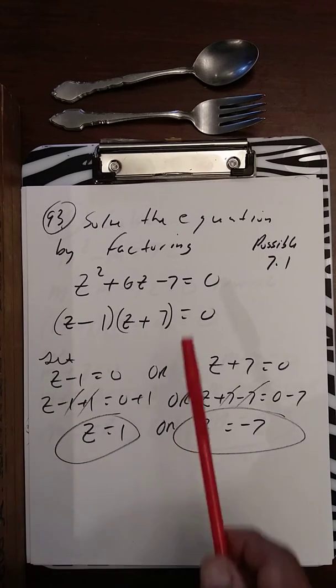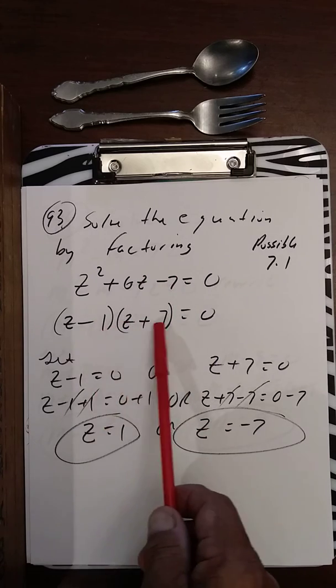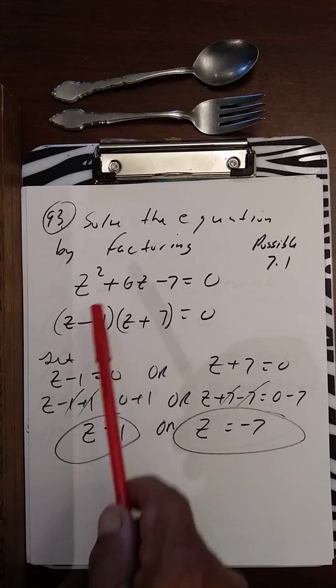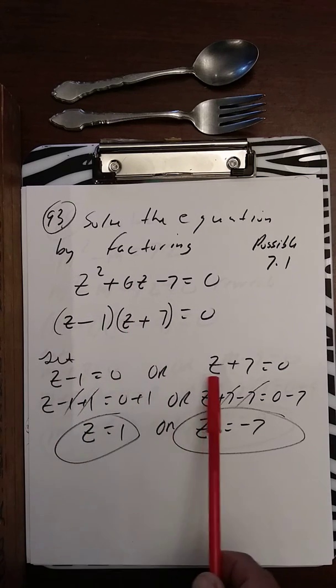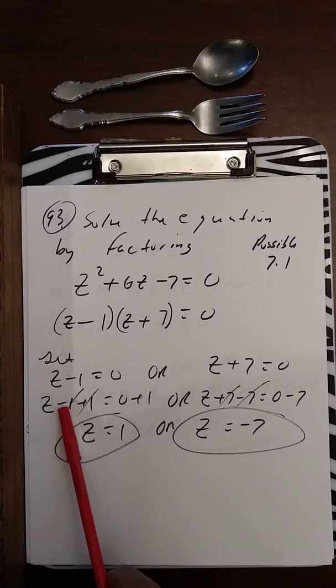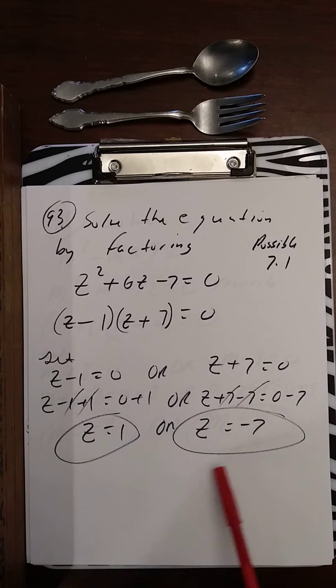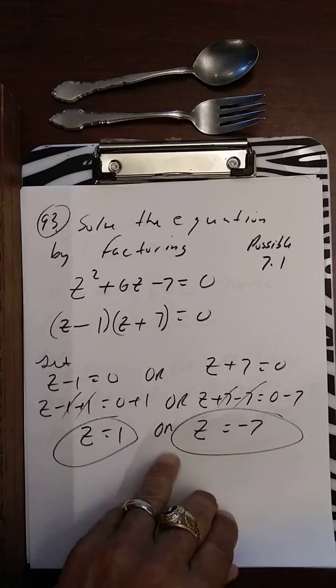Solve the equation by factoring. So it means break it up into two pieces like this first. Does that work? Negative 1 times 7 is negative 7. 7 minus 1 is 6. Yes. So z minus 1 is this, z plus 7. So this one: z minus 1, plus 1, plus 1. So z is 1. Z plus 7, minus 7, minus 7. So z is minus 7.